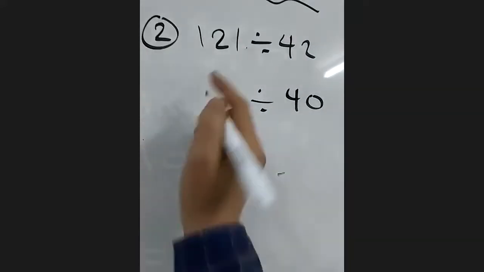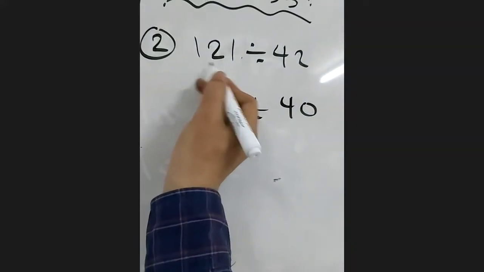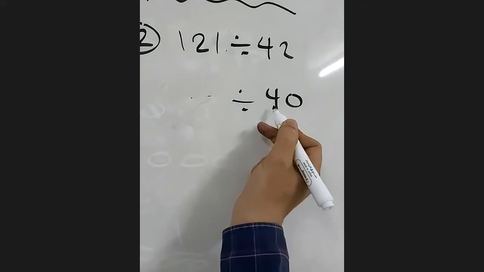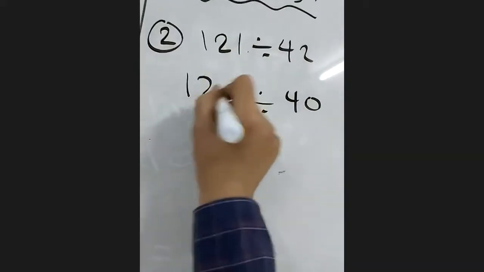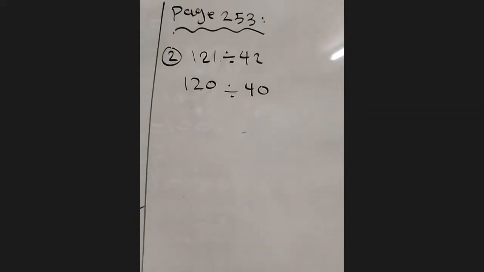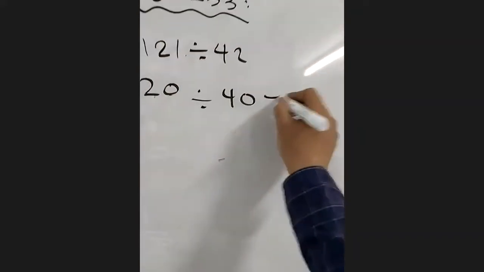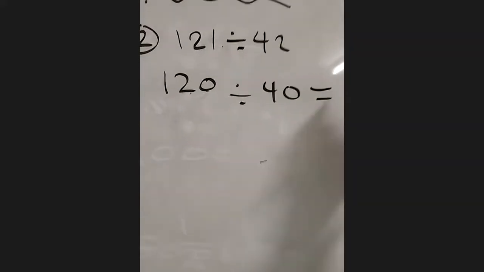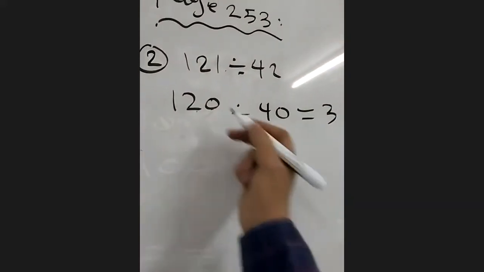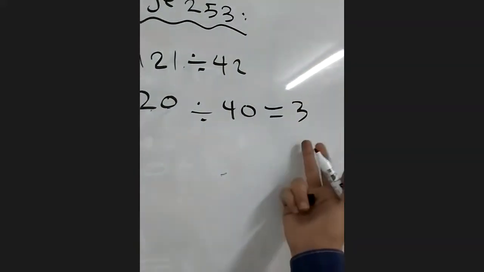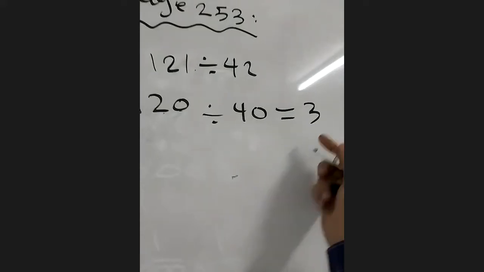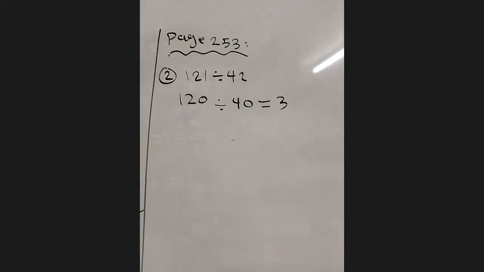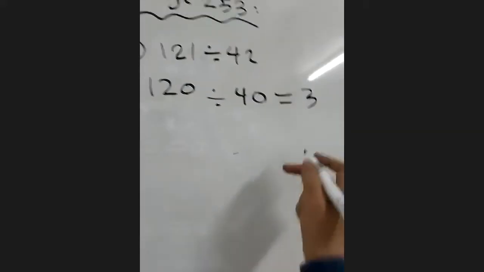But the 12, see the 12? It's in the timetable of 4, right? So we can make it 120. Now, divide. 12 divided by 4 equals 3, and then skip the two zeros. So 12 divided by 4 is only 3. So the estimation is what? 3. Excellent boy. This is question 2, page 253.